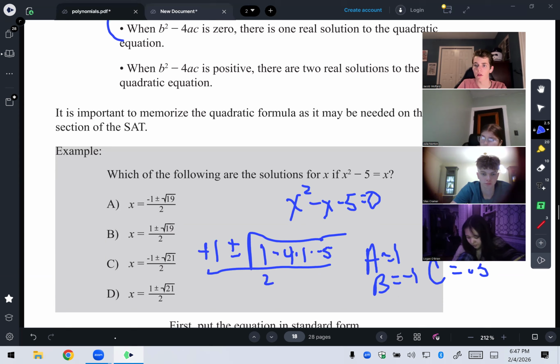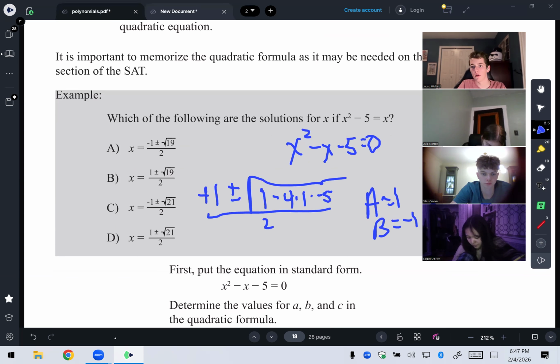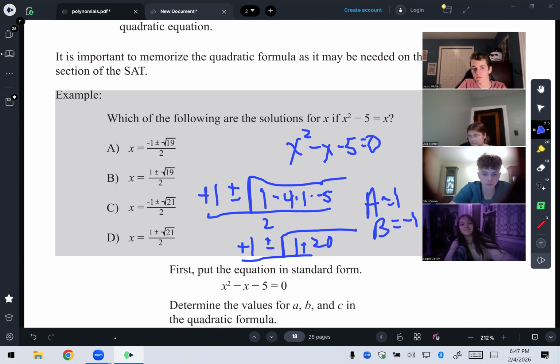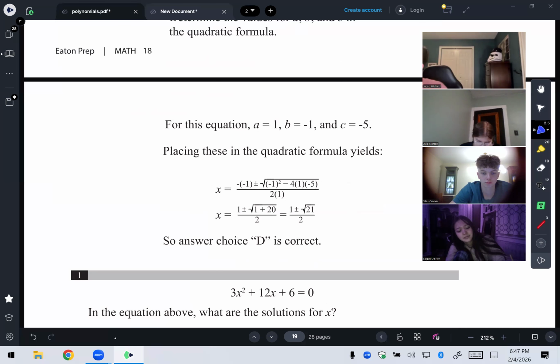So now we have 1 plus or minus the square root of 1 minus 4 times negative 5. Negative 4 times negative 5 is 20. So 1 plus 20, all over 2. And then you can see we did it here for you. And so the answer choice would be D.